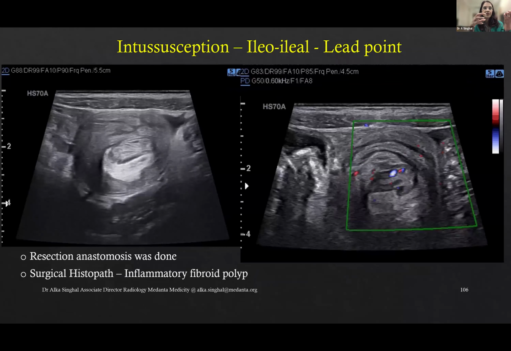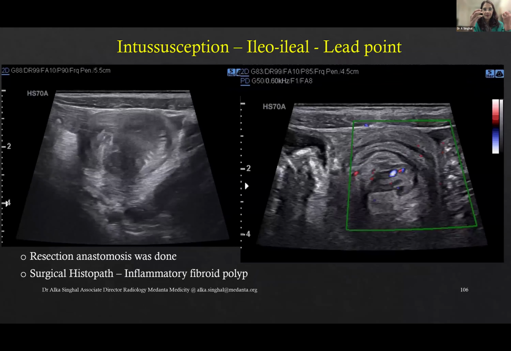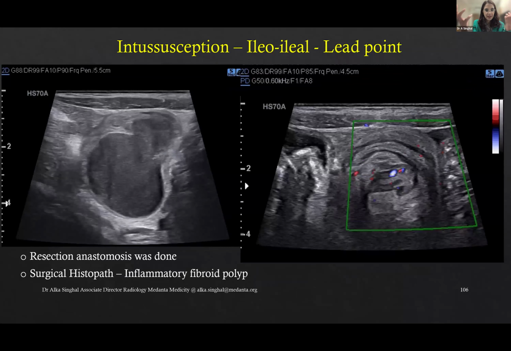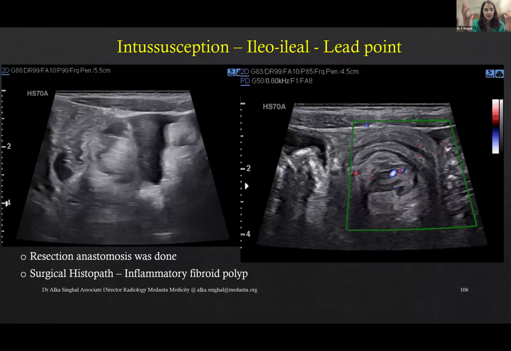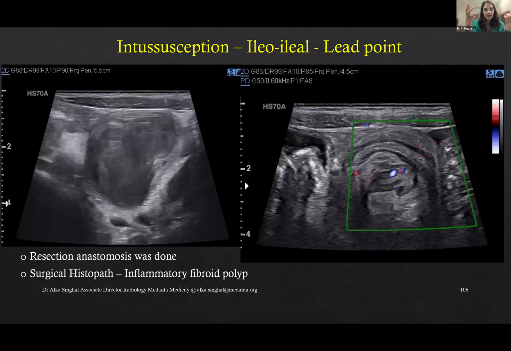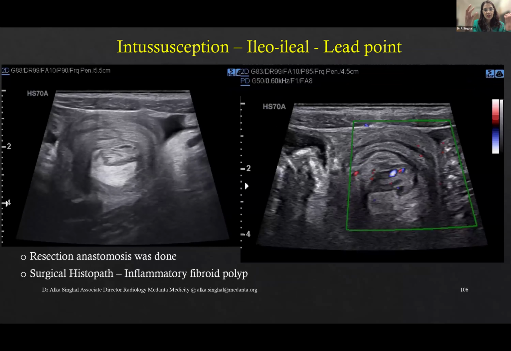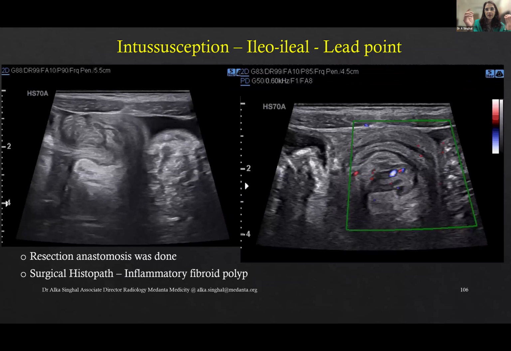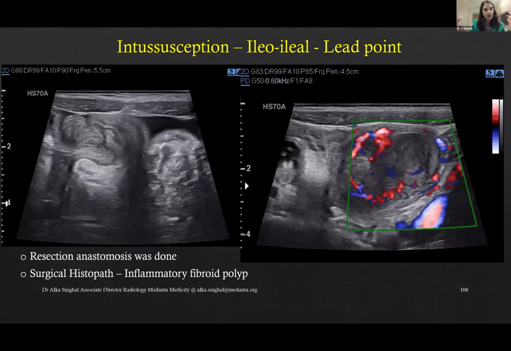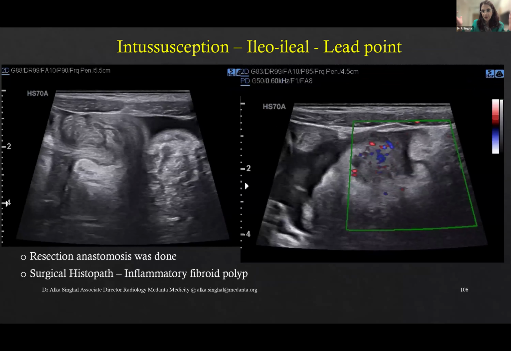So this here, there was a lead point. This was a mass lesion. Here you can see there's an inflammatory lesion, which has become a lead point, which is causing the bowel obstruction. Of course, this would require surgery. And that's the color Doppler of the same case. I'm thankful to my colleagues for the wonderful images.